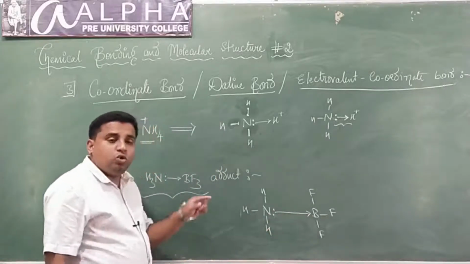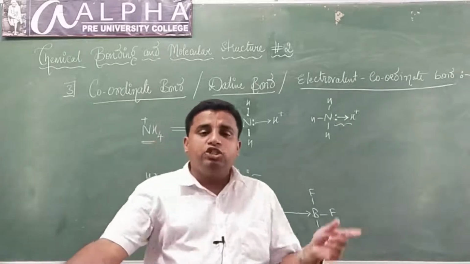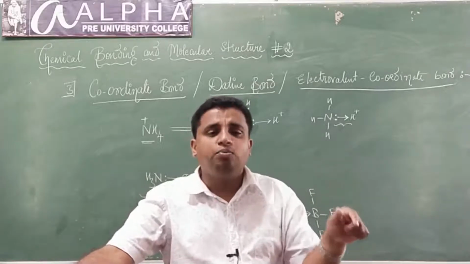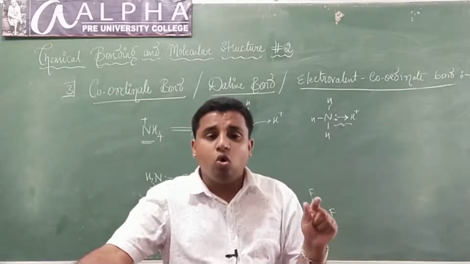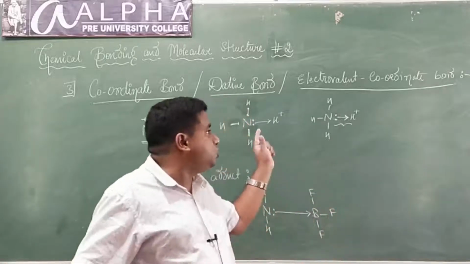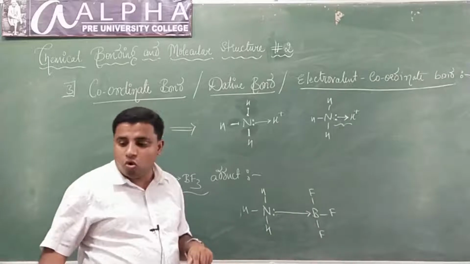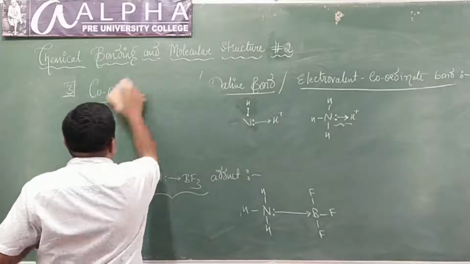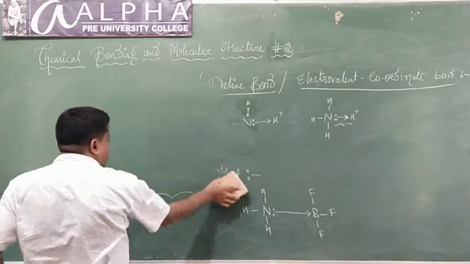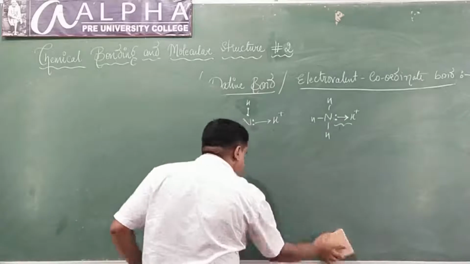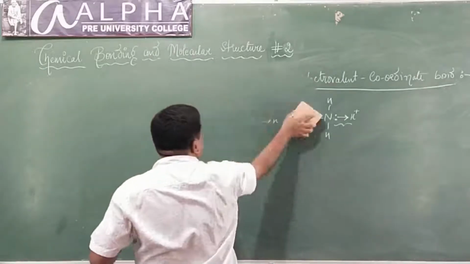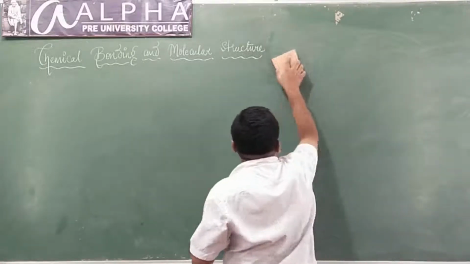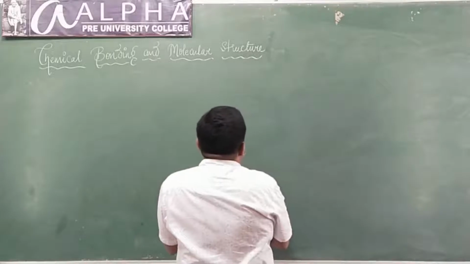Simple. So if a bond is formed by sharing of electrons by only one of the combining atoms, then that bond is called a coordinate bond or a dative bond, or an electrovalent coordinate bond. Is that simple, students? Yes. So now, before we understand the other aspects of hydrogen bond, let us understand the types of electron pairs.